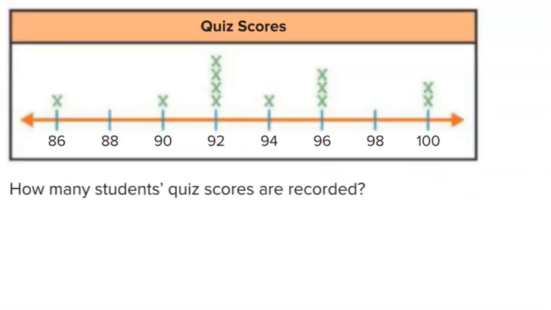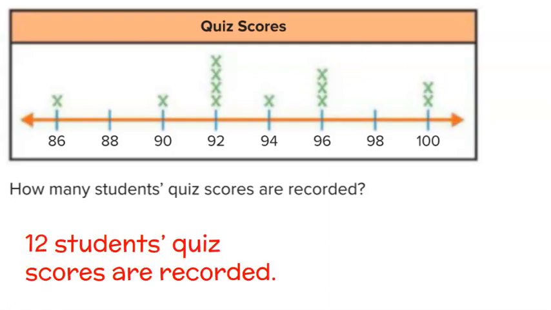Looking at this line plot, answer how many students' quiz scores are recorded. So to figure that out, you are going to want to count how many green X's there are. So 1, 2, 3, 4, 5, 6, 7, 8, 9, 10, 11, 12. So this line plot tells us that 12 students' quiz scores are recorded.